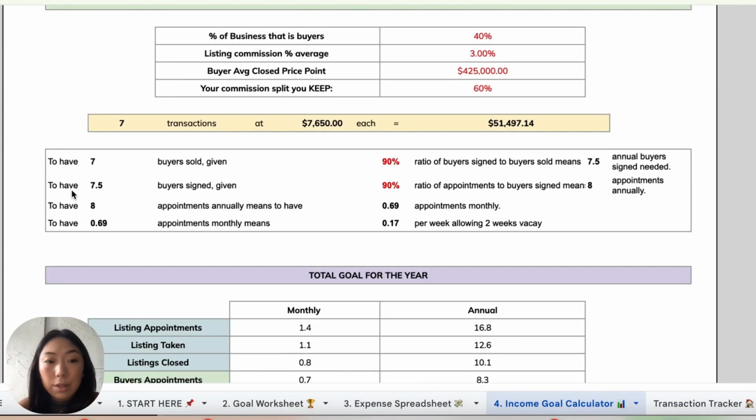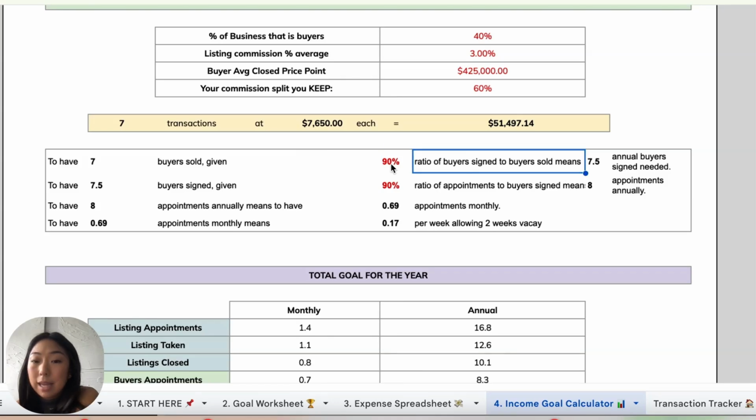And if you want to take a look at what activity that will mean, then in order to have 7 buyers sold, that means that I need to figure out how many people I close given the number of buyers that I sign. So with buyers too, depending on the market and depending on who is reaching out to you, there can be buyers who sign the buyer brokerage agreement. Maybe they do a couple showings, but they don't actually close on a home. And so that is what this percentage is for.